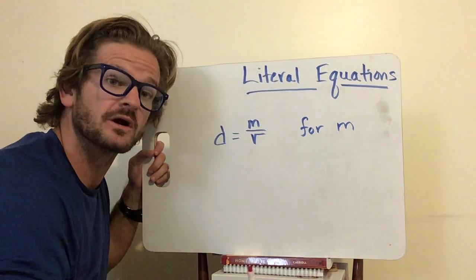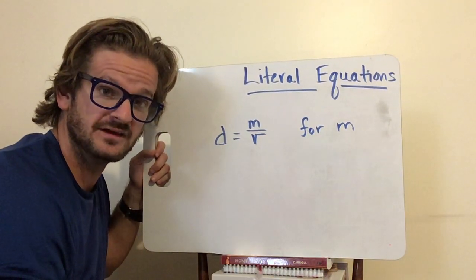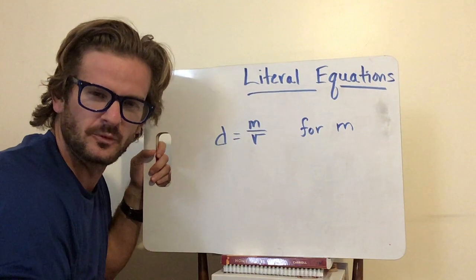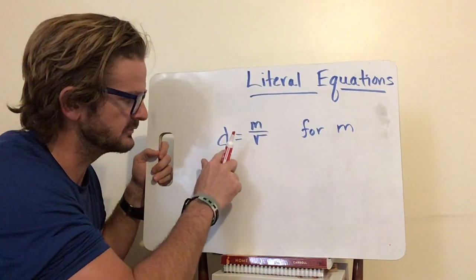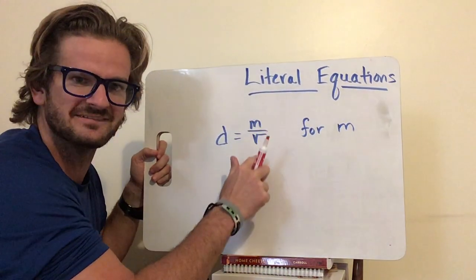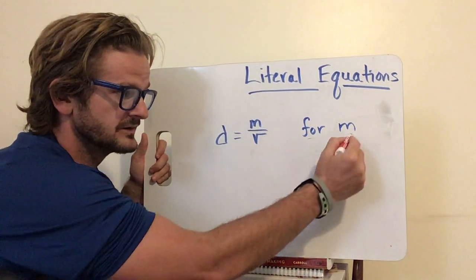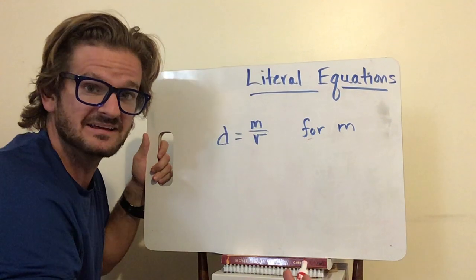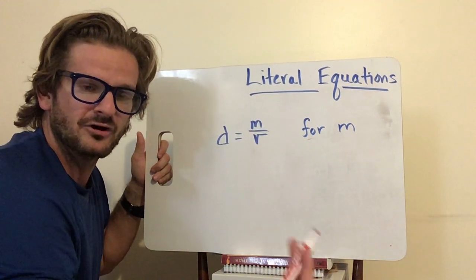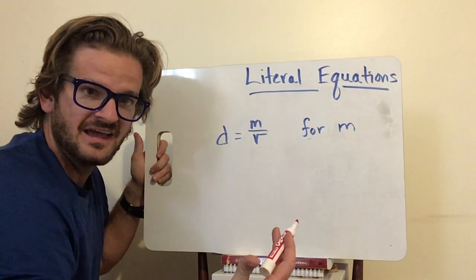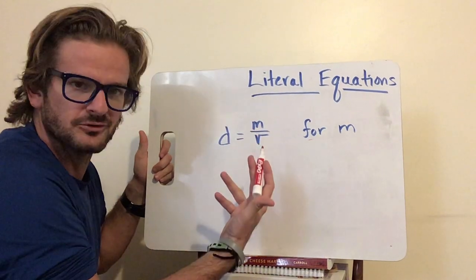Hello. In this video, we're going to be looking at solving literal equations. When we say literal equations, what we're really talking about is just an equation, like what we see here, d equals m divided by v. It has multiple variables, and it's going to tell us which variable we're going to solve for. So we're going to use a lot of the same ideas that we know from solving regular equations, and we're just going to be using multiple variables here.